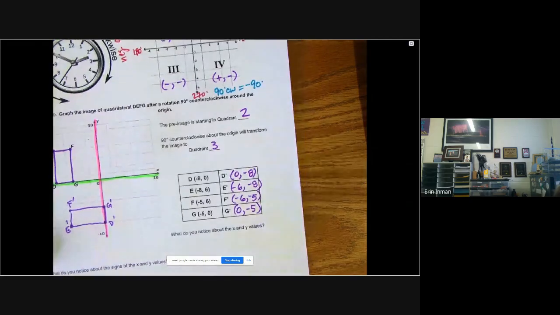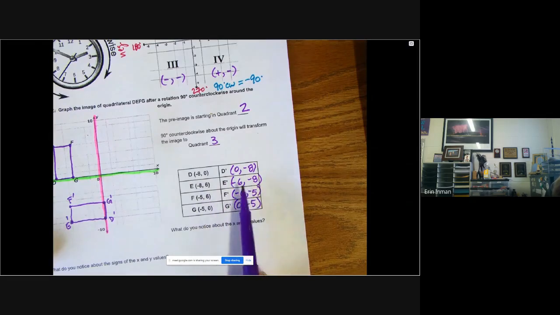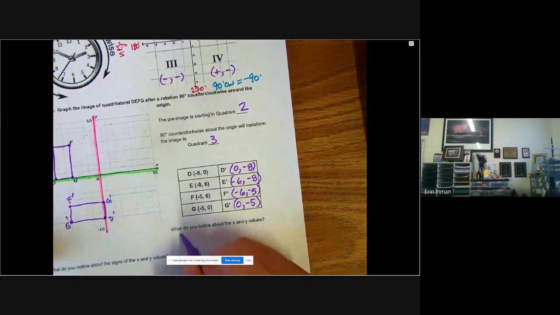Okay. So if we're looking at just the values, I noticed D, they just seem to switch places. Now E switches places, but the signs are a little bit off. So it's not like you just switched them. So I'm going to say X and Y, it seems like they switch places.